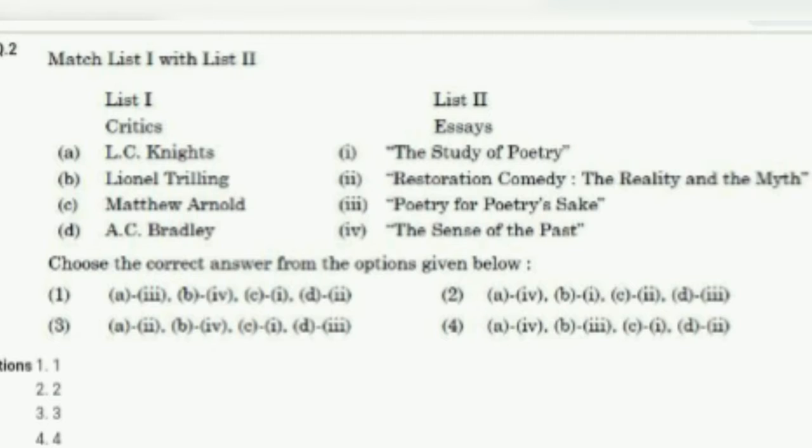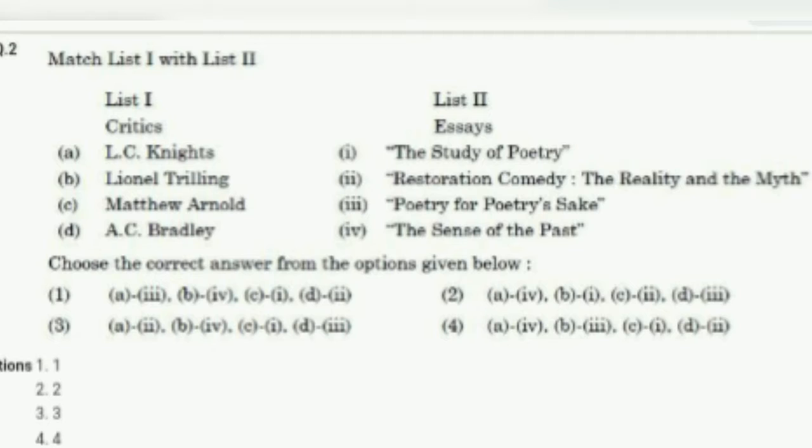In question number 2, we have to match the critics with their respective essays. We have critics L.C. Knights, Lionel Trilling, Matthew Arnold, and A.C. Bradley, and essays The Study of Poetry, Restoration Comedy: The Reality and the Myth, Poetry for Poetry's Sake, and The Sense of the Past. L.C. Knights is famous for his essays on Shakespeare and his spirit. His essay, How Many Children Had Lady Macbeth, 1933, is a classic of modern criticism.